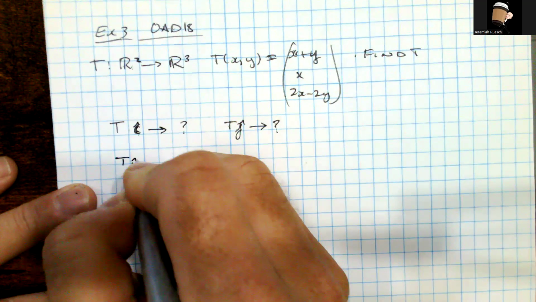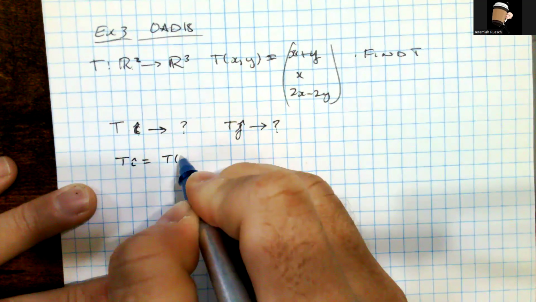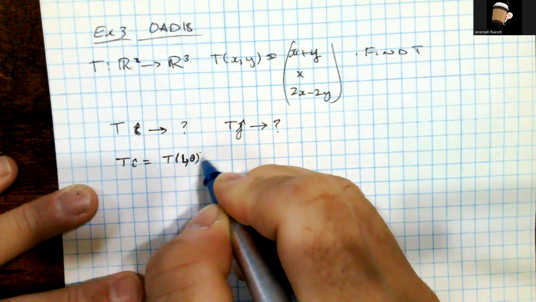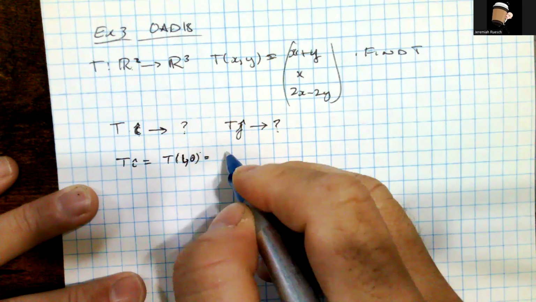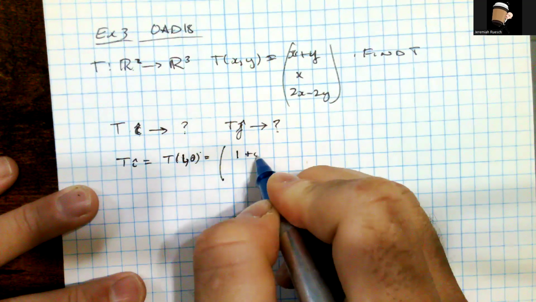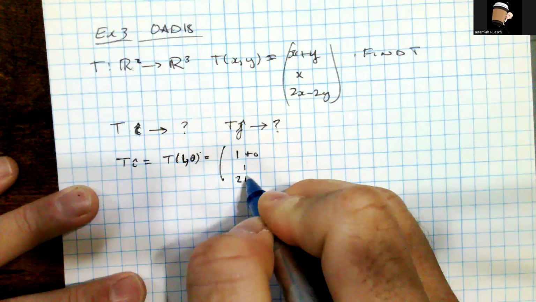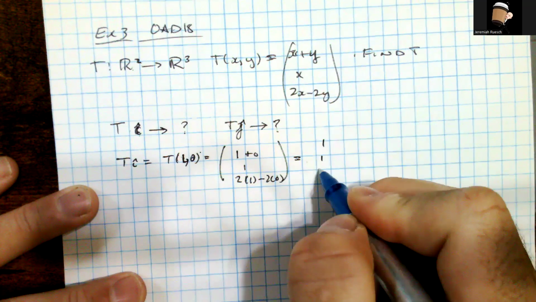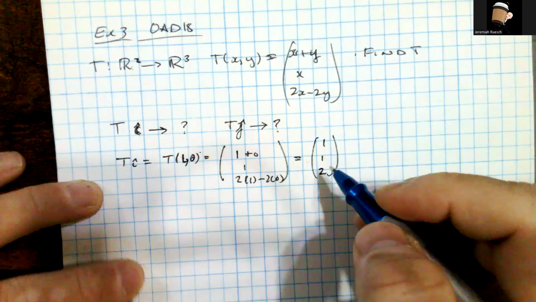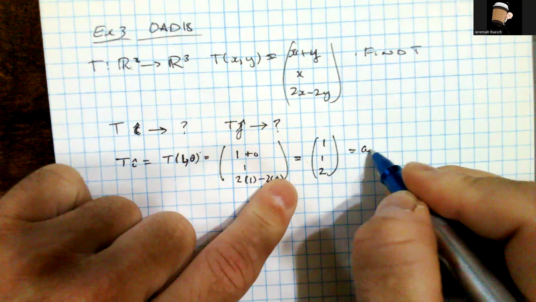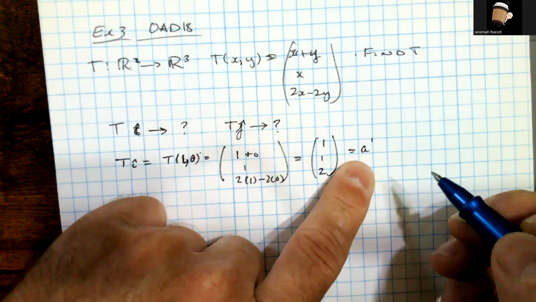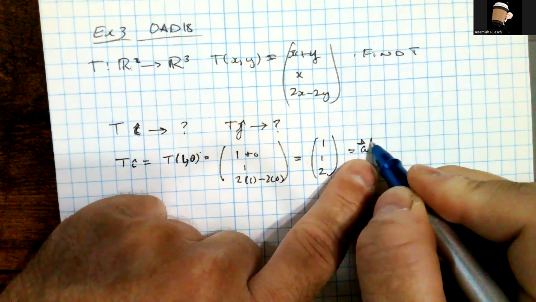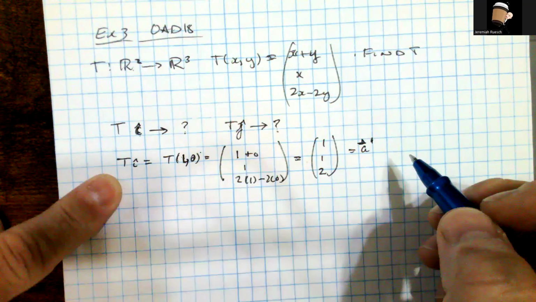So T times i hat, what does that equal? Well, that's T times (1, 0), those are the components of i hat. And so what does that give us? Well, that gives us 1 plus 0, which is 1, and 2 times 1 minus 2 times 0, which of course gives us 1, 1, and 2. Okay, so this is exactly the same thing as the first column of our transformation matrix A. This is what happens to i hat.